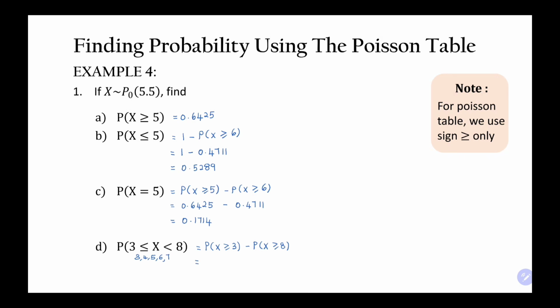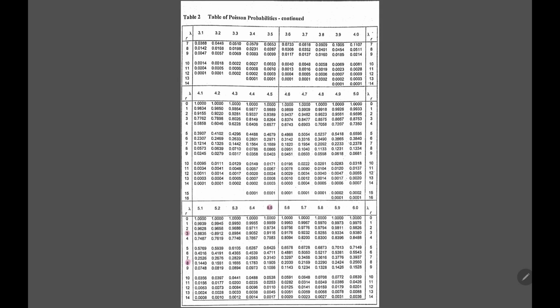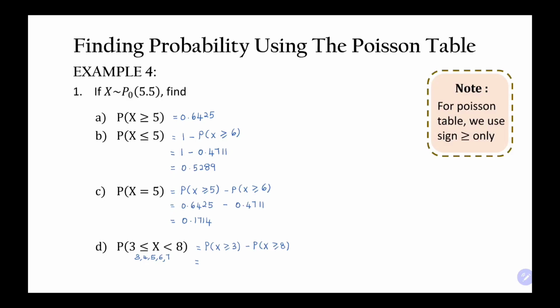Then we find from the table P(X greater than or equal to 3), lambda 5.5 and r is 3. We have 0.9116, and for X greater than or equal to 8, we have 0.1905. So we have two values, we copy 0.9116 for 3 and for 8 it is 0.1905. Then we subtract, and we get the answer 0.8011. Okay, we finish example number 1. Now we continue with question number 2.